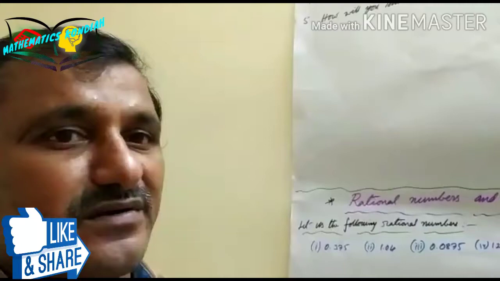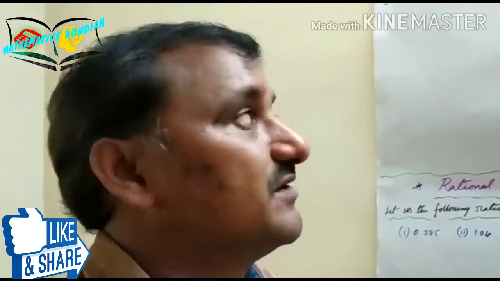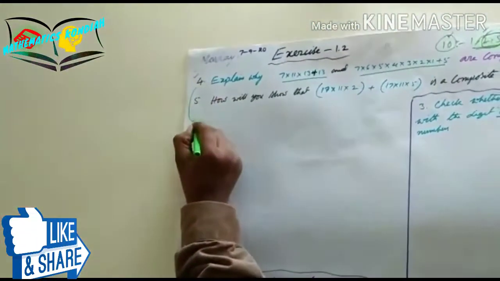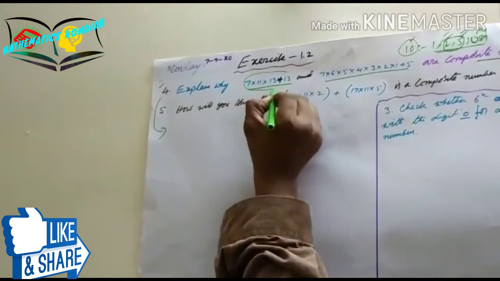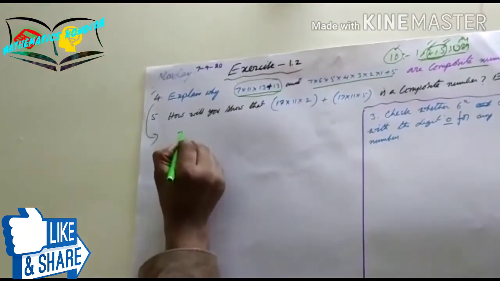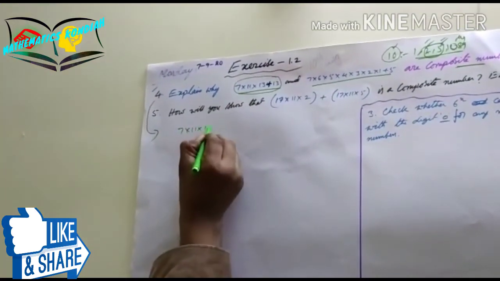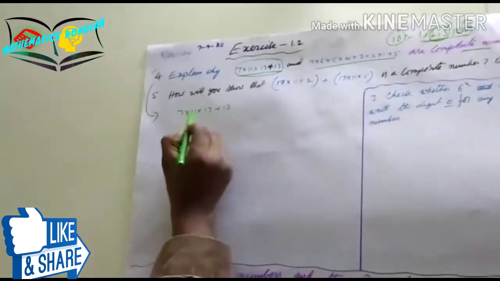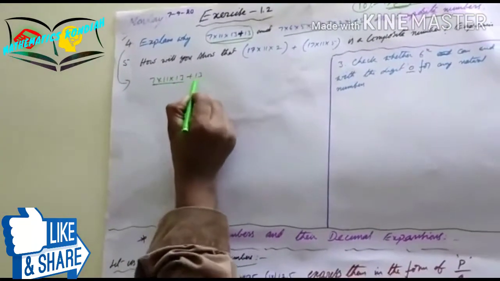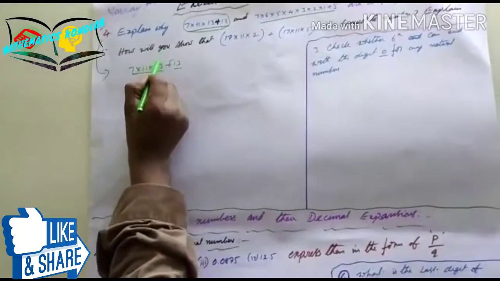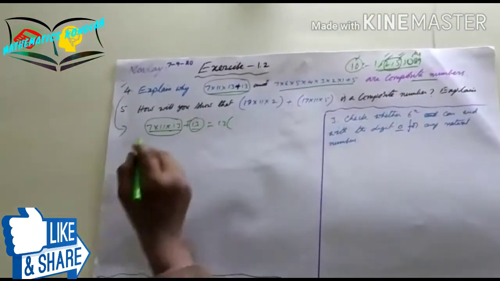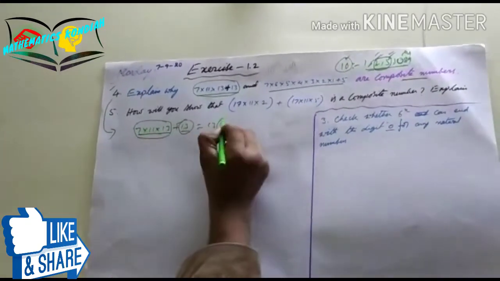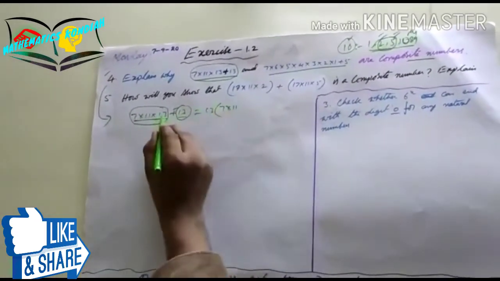Any number that has 3 or more factors is called a composite number. Take 7 × 11 × 13 + 13 as an example. This is one number, and this is one number, and we add them. 13 is common, so taking 13 common, what remains? 13 × (7 × 11 + 1).